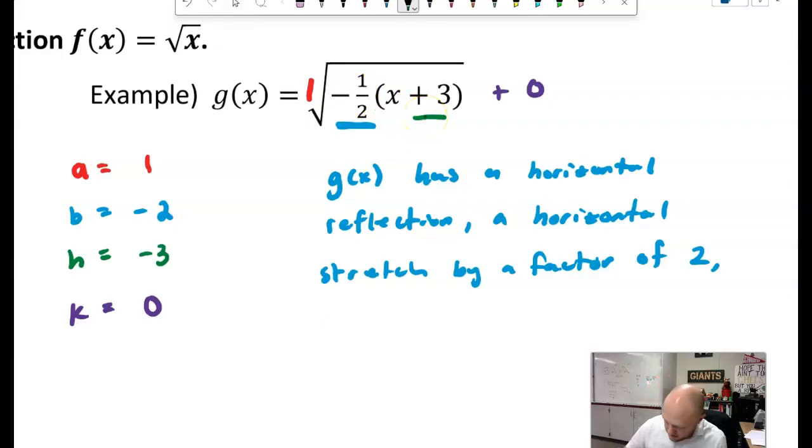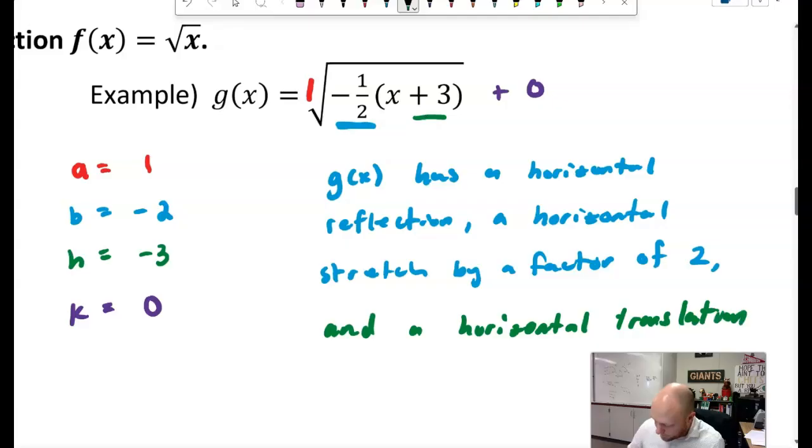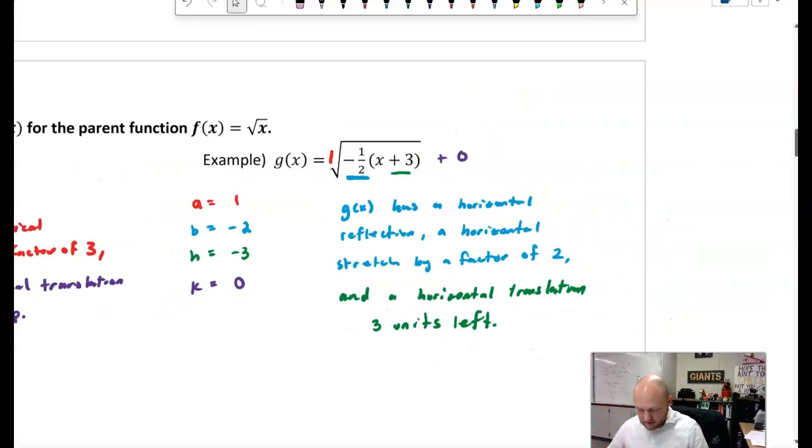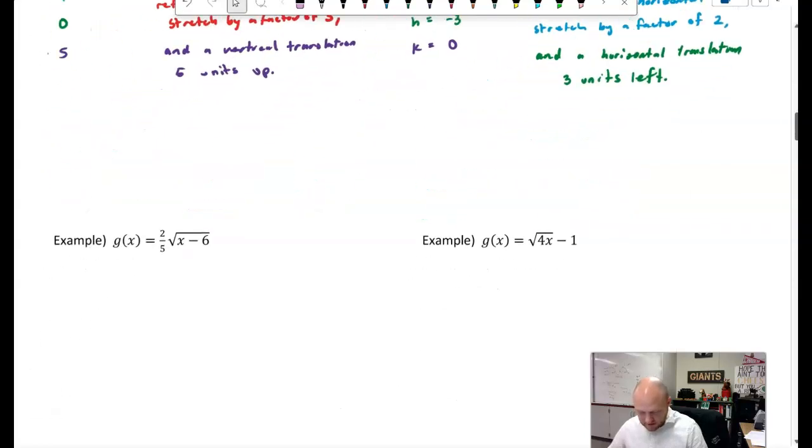And then we have a horizontal translation, 3 units left. Okay, pretty straightforward. Nothing too crazy.